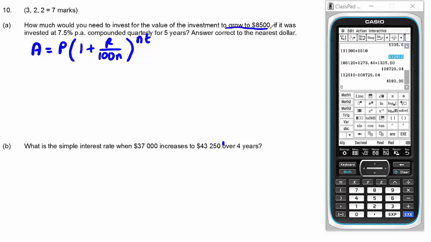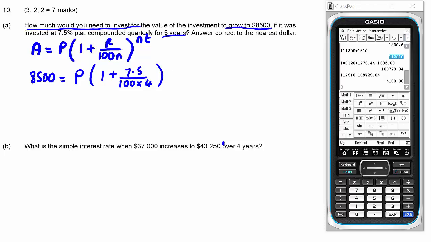So we're having an investment grows to that, so 8,500 is A. The principal is what we're trying to find. How much would you need to invest? Then we have 1 plus 7.5 over 100, multiplied by, we're compounding quarterly, so n is 4. N is the number of times we compound per year. 5 years, n is 4, t is 5, so the power up here is 20. And then we can just solve that on the calculator.